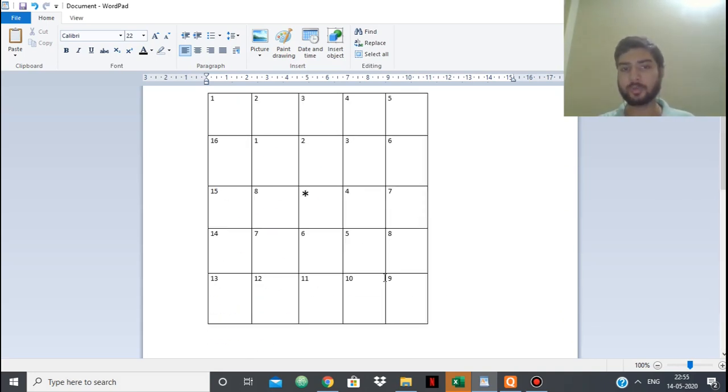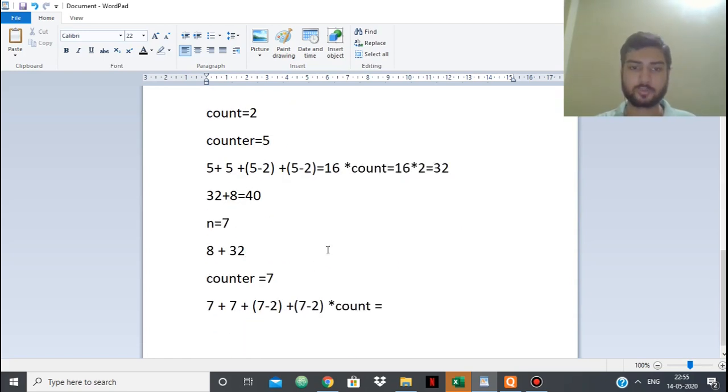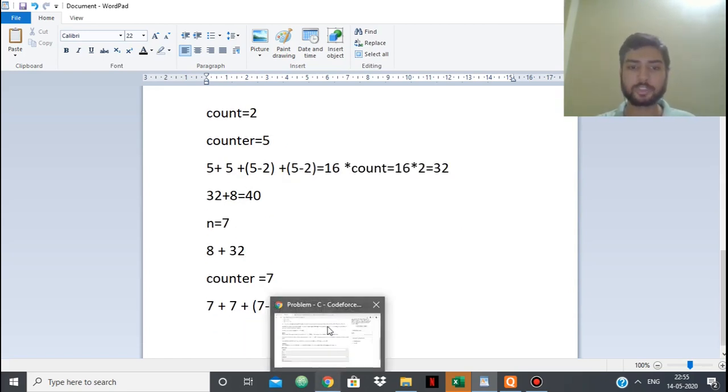Now how many times are we doing that? We're doing this n by 2 times. So if n is equal to 5, we're doing it 5 by 2, meaning 2 times. If n is equal to 7, we're doing it 7 by 2, 3 times. So this is what we're doing. So I'll show you guys my code.